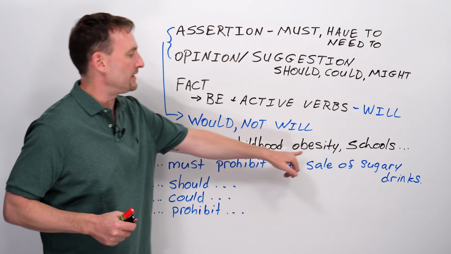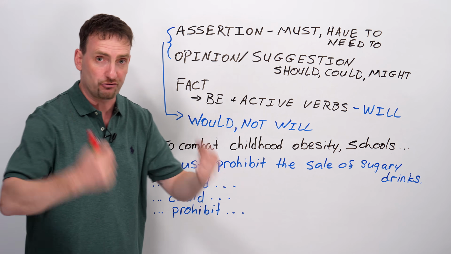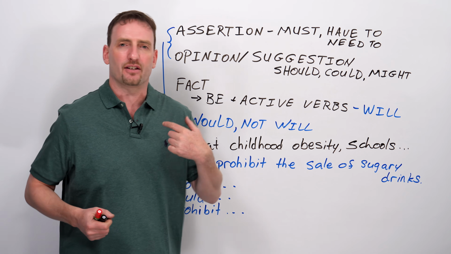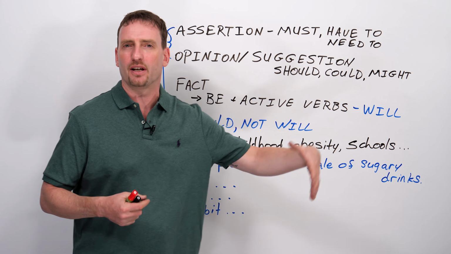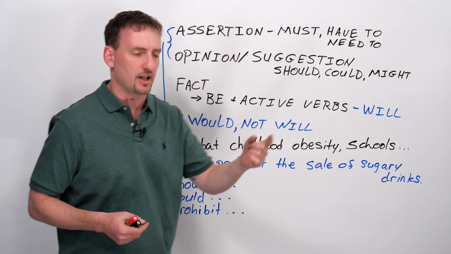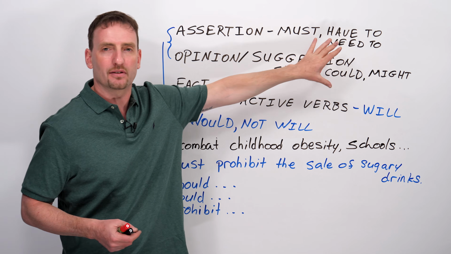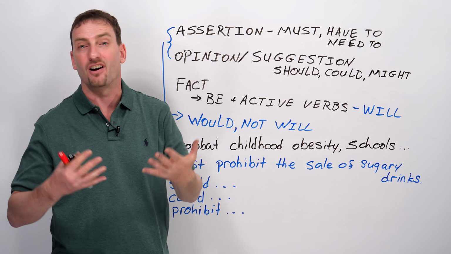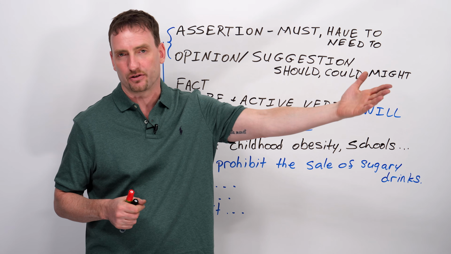Schools must prohibit the sale of sugary drinks. They must do this. I'm making a very strong sentence. They must do it. Now, if I say that a school must do this, does that mean that the schools are doing it now? No. Must automatically suggests, and as must, should, and could, all of these modals suggest a future. Because right now, it is not a fact. And if it's not a fact now, it can only be a fact in the future.